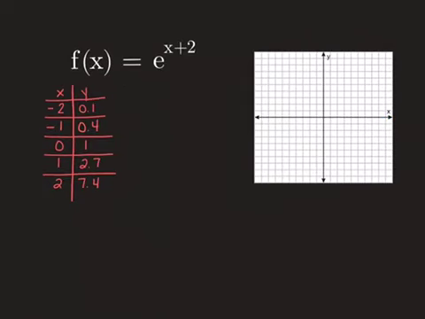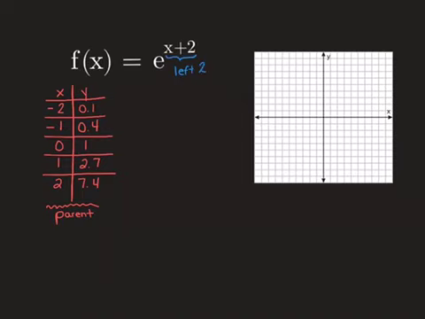Okay, so now we're going to apply a transformation to that e to the x. So you can see that I've just copied the parent function over from the last example we did. And let's look at what's going on with our transformation. So if you see, this +2 is grouped with the x up there in the exponent spot. So this is going to move all of our points to the left 2.